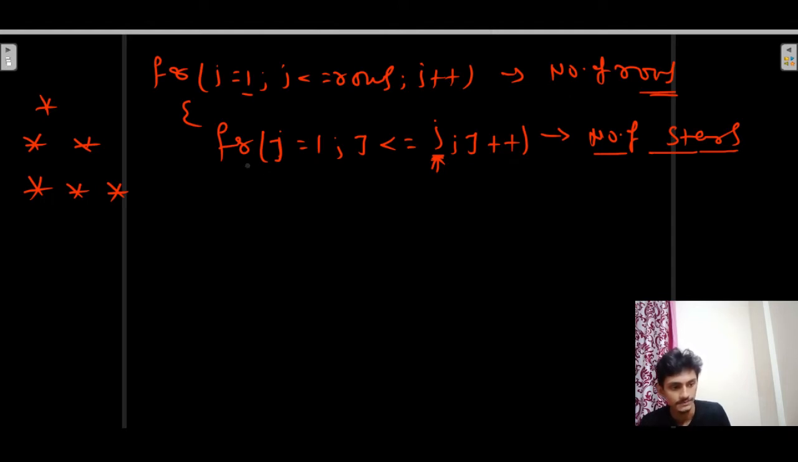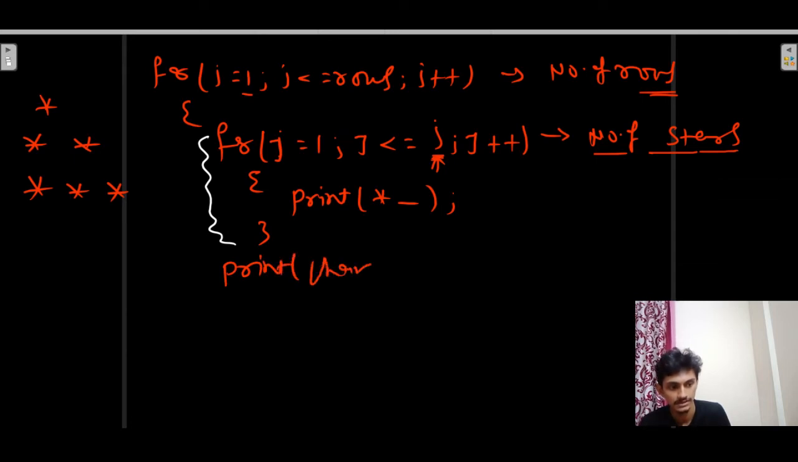So in this for loop, we will print a star and then give a space. And after this for loop is over, what do we need to do? We need to change the line. So we will change the line, and then we need to close this for loop.